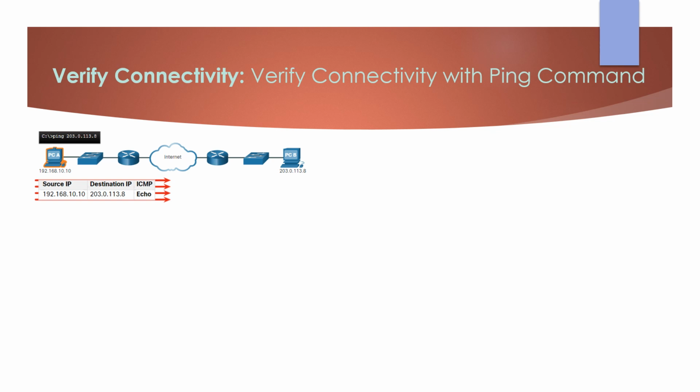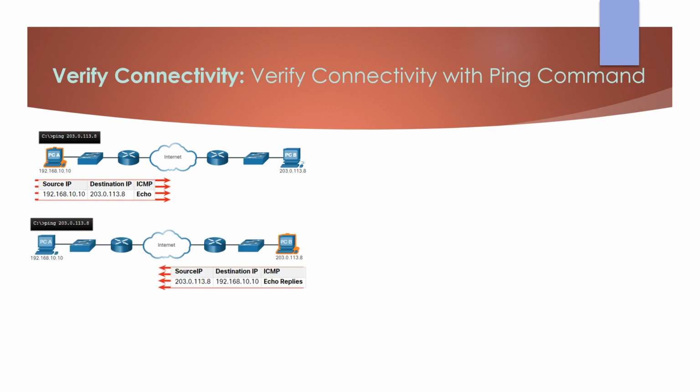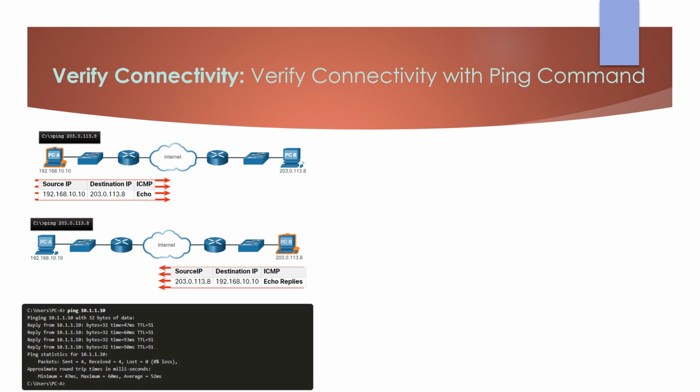The destination host receives and processes the ICMP echoes. As shown in this figure, PCB will respond by sending four ICMP echo reply messages to PCA. Here is the command output where PCA has received echo replies from PCB, verifying the layer 3 network connection. The output validates layer 3 connectivity between PCA and PCB.